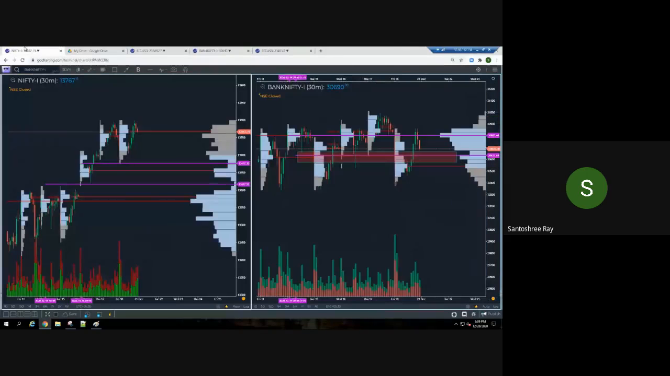And so mark these levels if you want for Nifty and Bank Nifty for the next week. And do you have any folks doing cryptos here? We'll cover a quick reference for Bitcoin as well.